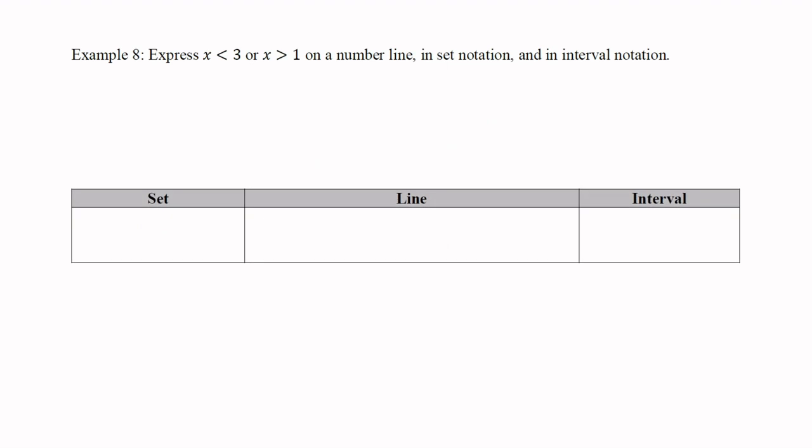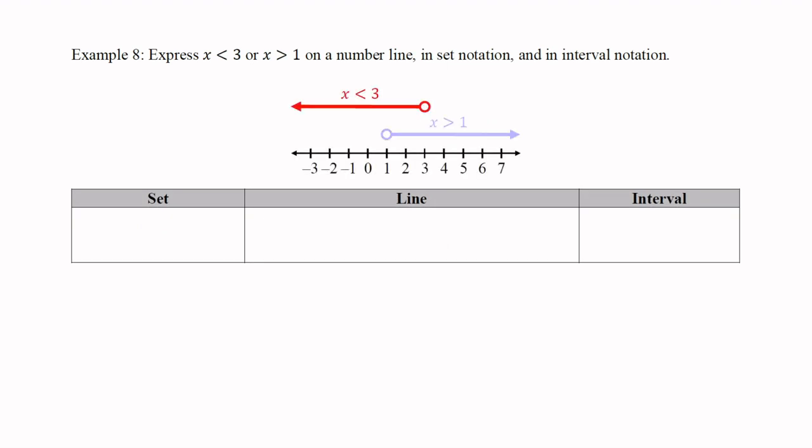Now for this OR statement, we have our two individual inequalities. And if we take everything that is included from both, you'll notice that we have overlap, but if we were to include every part of these solutions, it would encompass the entire number line.